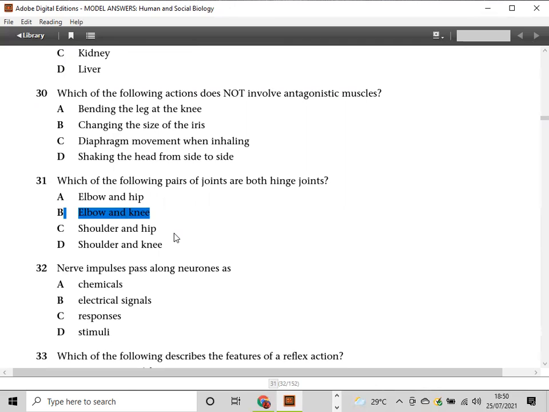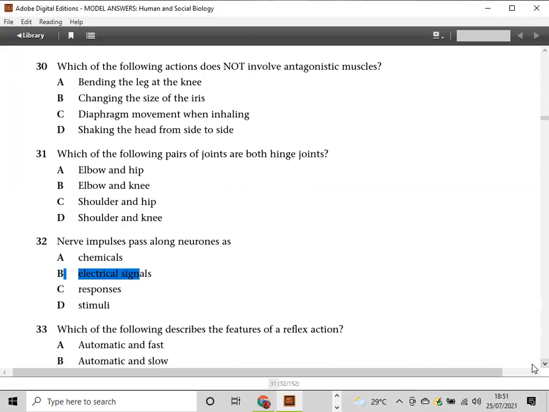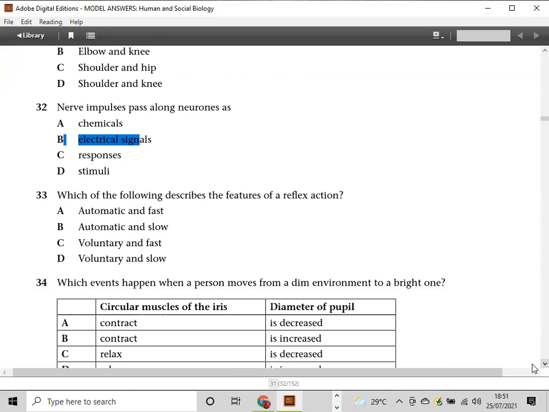32. Nerve impulses along neurons, that would be electrical signals. So 32 is B. Let's see what 33 says. Which of the following describe the feature of a reflex action, and that would be A, automatic and fast. 34.